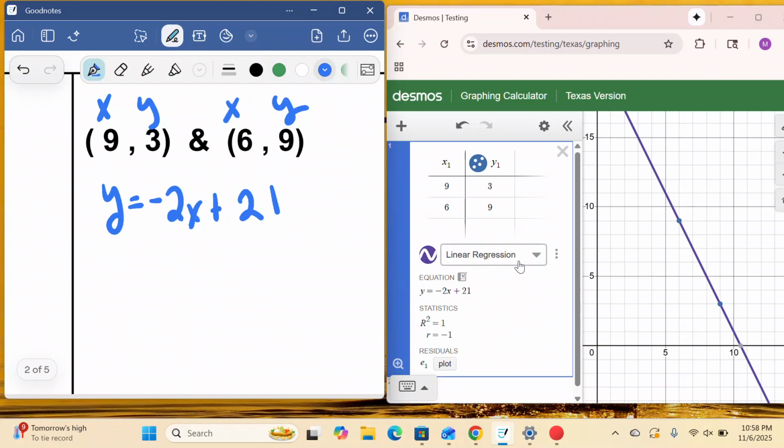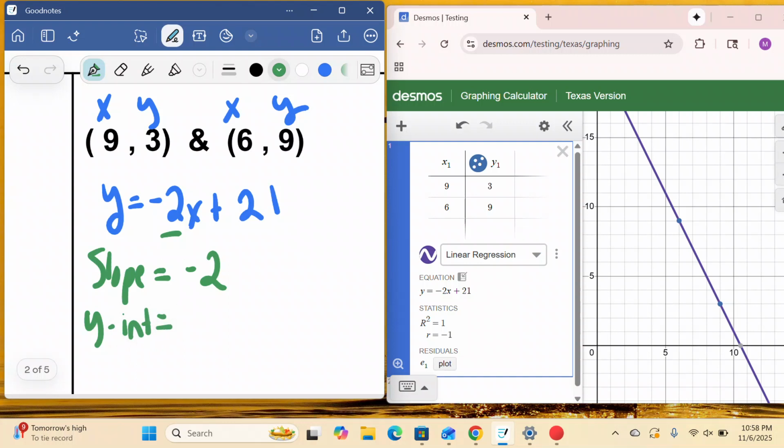I have to make sure that it's in linear regression. And automatically, I already know my slope. So I want to know what the slope is. All I have to do is figure out that it is negative 2. So it gives me a negative 2 slope. Let's say I want to find the y-intercept. Well, I can find that right away now.